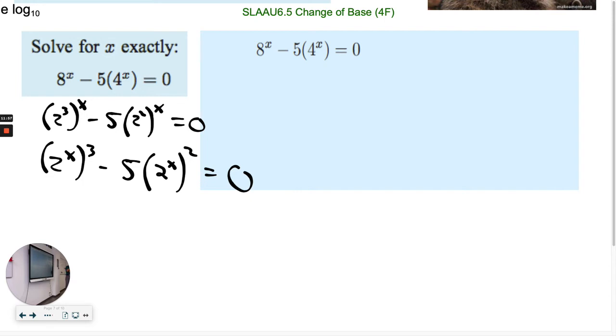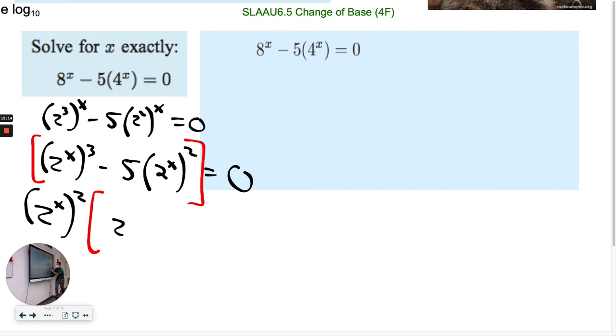And that's gnarly, but I have 3 of these, and I've got 2 of those, so let's pull 2 of them out of each one. So let's pull out 2 to the x squared. What's left over is one of these 2 to the x's and a minus 5.